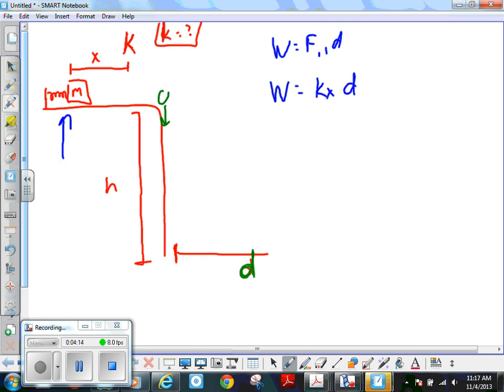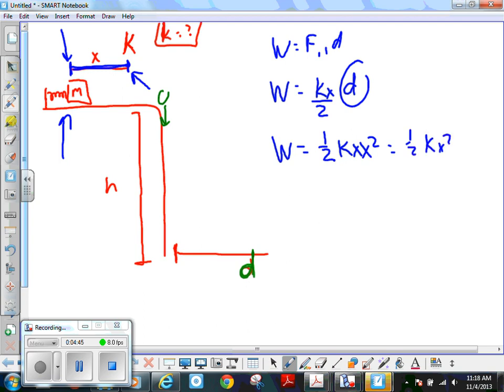But that's your maximum force, so that only happens right there. But at this part, it's 0 force. So the average force on an ideal spring is half of kx. So work then equals 1/2 kx times d, where d is the distance over which the force is applied, which is really the same x. So work is equal to 1/2 kx squared. We also call that the potential of the spring.